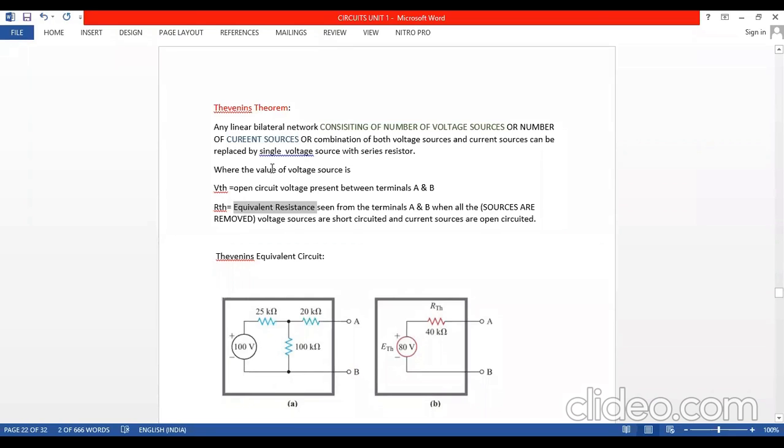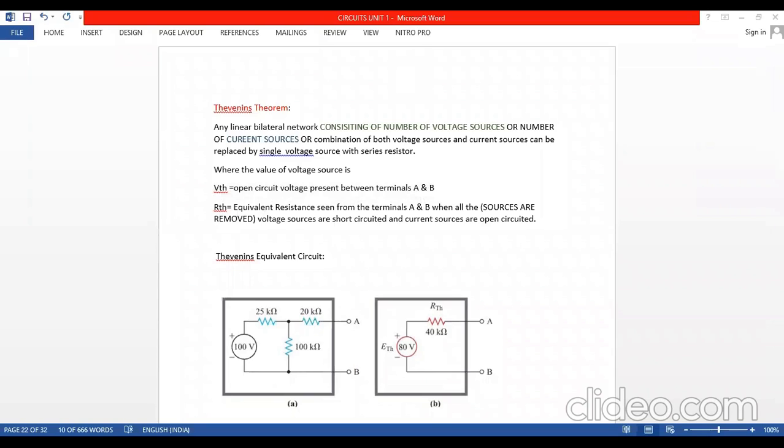Now what has Thevenin mentioned? Any linear bilateral network consisting of a number of voltage sources or current sources or a combination of both can be replaced by a single voltage source with a series resistor, where the value of the voltage source is what? All of you, tell me. It is the open circuit voltage present between the terminals A and B, and RTH is the equivalent resistance seen from the terminals A and B when all the voltage sources are short circuited and current sources are open circuited. I'll repeat this explanation because it is very important.